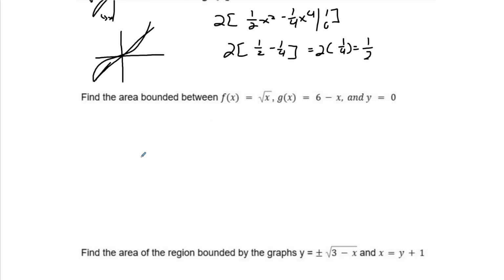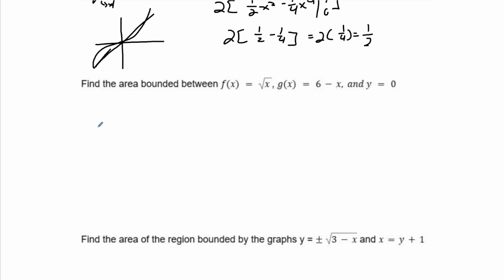Okay, so now we're asked to find the area bounded between f of x equals square root x, g of x equals 6 minus x, and y equals 0. So first, let's draw this. So f of x equals square root x is going to look like this. Then we would have g of x equaling 6 minus x, so that's going to look something like this, right? And then we want it to be bounded by y equals 0. Okay, so it looks like it's going to be this whole area, right?